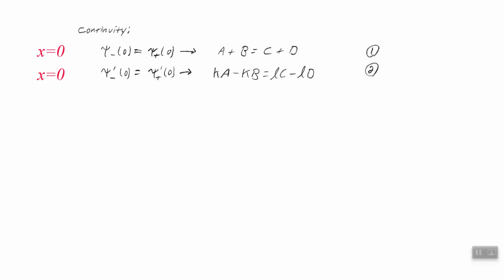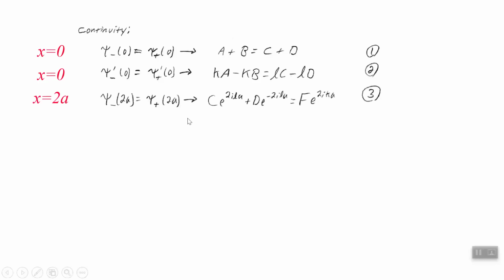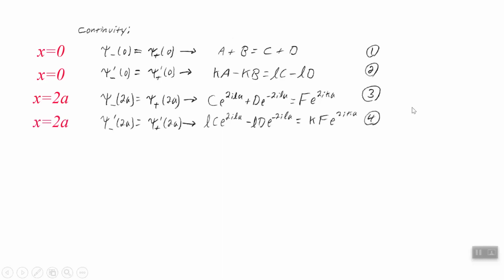At x equals 2a, it's a little messier. The continuity condition is written as the region 2 wave function evaluated at 2a equals the region 3 wave function evaluated at 2a. We'll call that equation 3. Finally, the differentiability at the boundary at x equals 2a is this, and we'll call that equation 4.